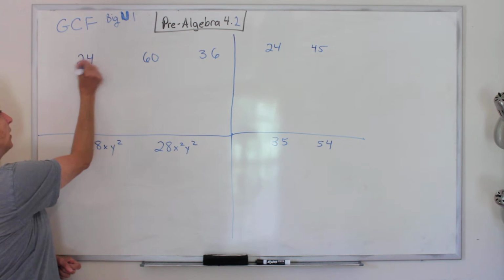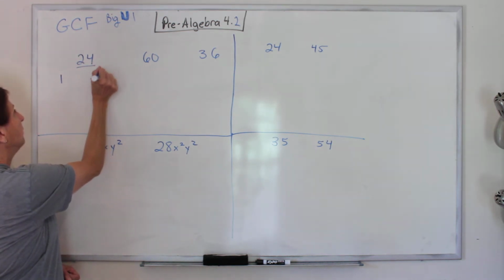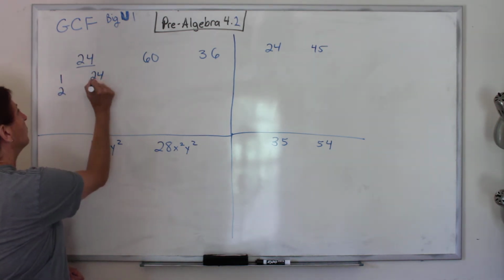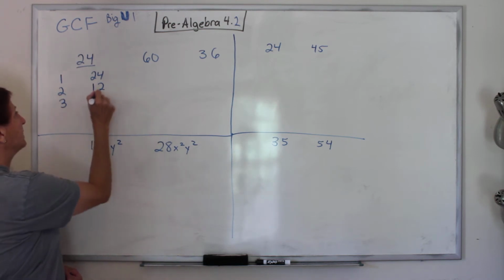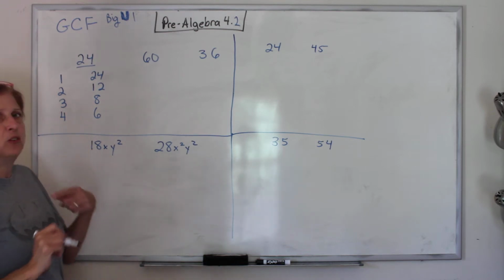You say, what are the factors of 24? Always start with 1. 1 and 24. Does 2 go into it? Yes, it does. It goes into it 12 times. Does 3 go into it? Yes, 8 times. How about 4? Yes, 6 times. 5? Nope.